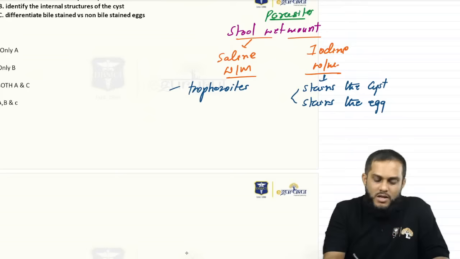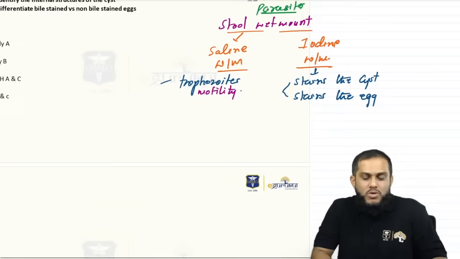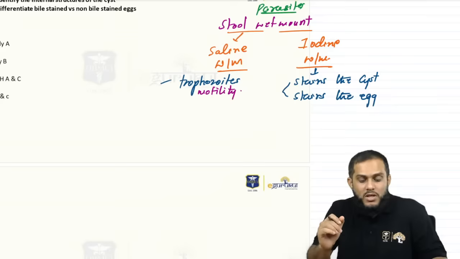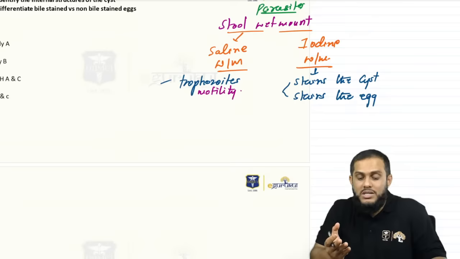Second thing, trophozoite motility is seen better in saline wet mount. Because trophozoite motility can't be seen well in iodine wet mount, because iodine wet mount gets dried very soon and motility stops very soon. To see the motility of the trophozoites, the mount should not dry very soon. That's why saline wet mount, it will not dry very soon. You can see the motility for a longer time.